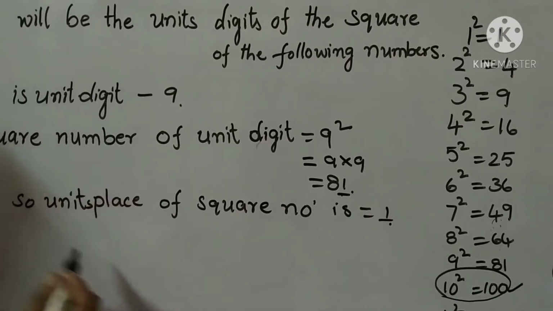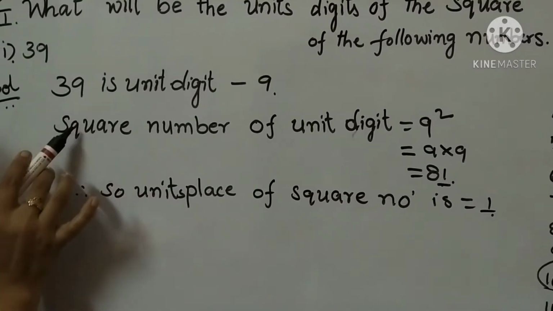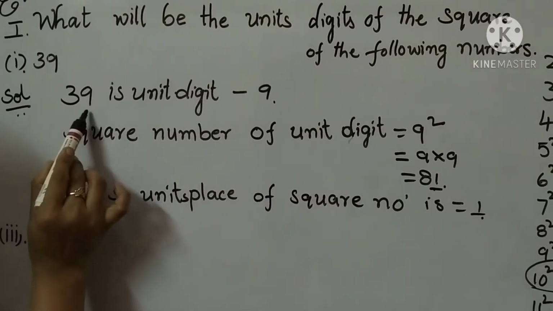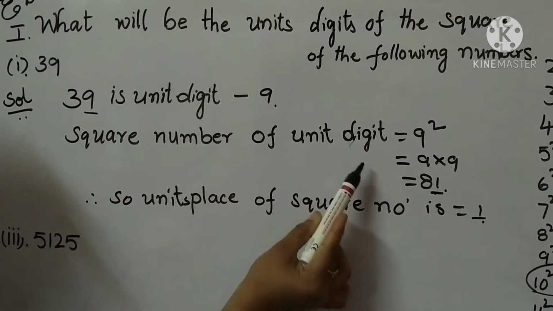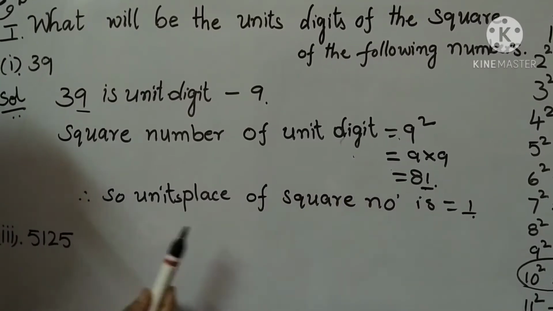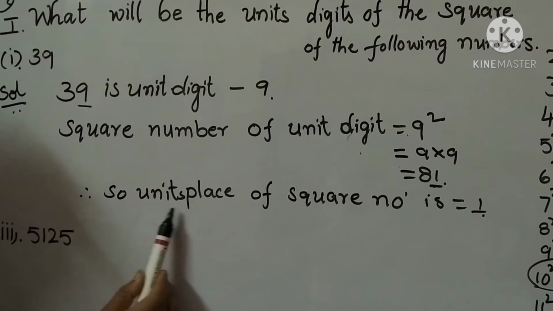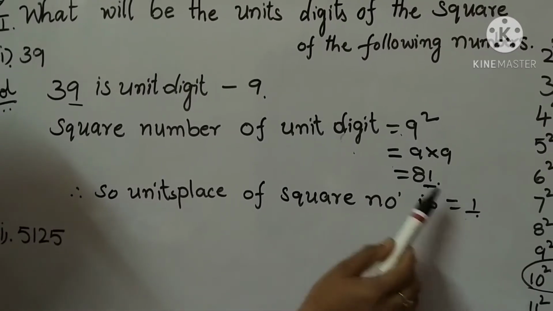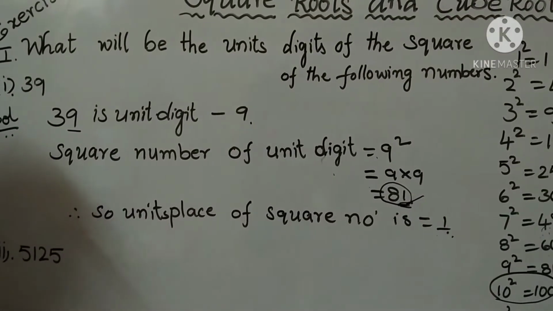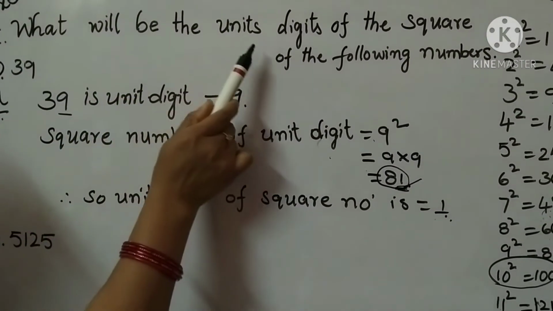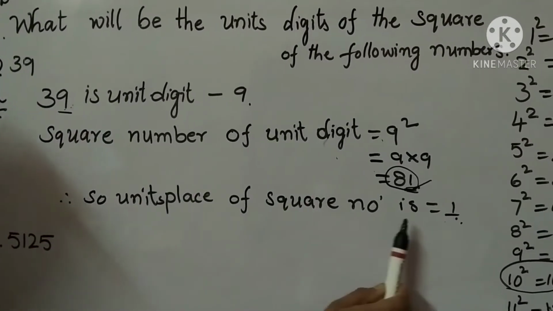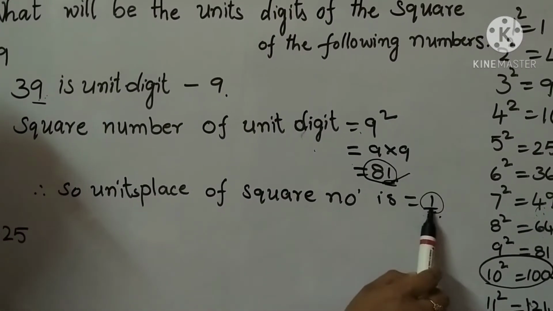Did you understand, children? First you have to take the units place. Here the units place is 9, so we write 9 square, 9 into 9, 9 nines are 81. Therefore, the units place of the square number is 1.